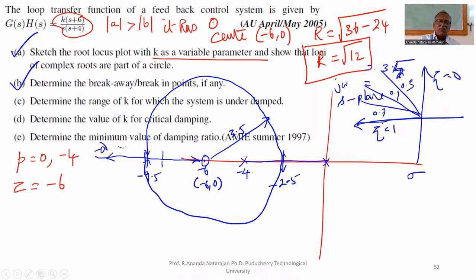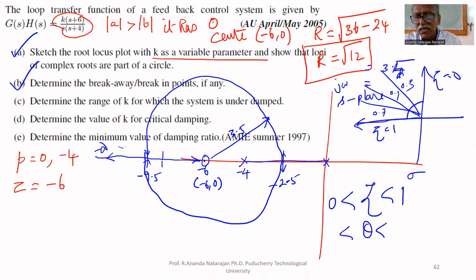So determine the range of k for which the system is underdamped. If zeta is not equal to 0 and not equal to 1, zeta is between 0 and 1. Underdamped means zeta must be between 0 and 1. So the angle must be between 0 and 90. This angle theta must be not equal to 90, not equal to 0, but between 0 and 90. Cos theta is zeta. Therefore, that we have to find.